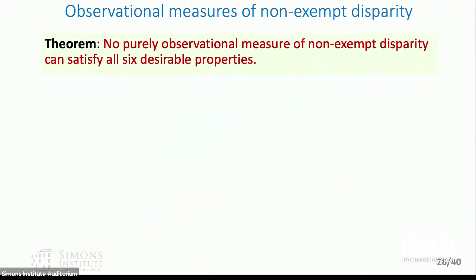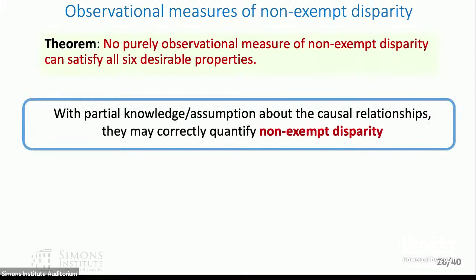So then we move on to observational measures, because this measure required the knowledge of the latent random variables. So what can we do from a purely observational perspective? And as we might expect, we have this impossibility result that purely observational measures cannot satisfy all of these 6 desirable properties. But with some partial knowledge or assumptions about the causal relationships, they can correctly quantify non-exempt disparity.